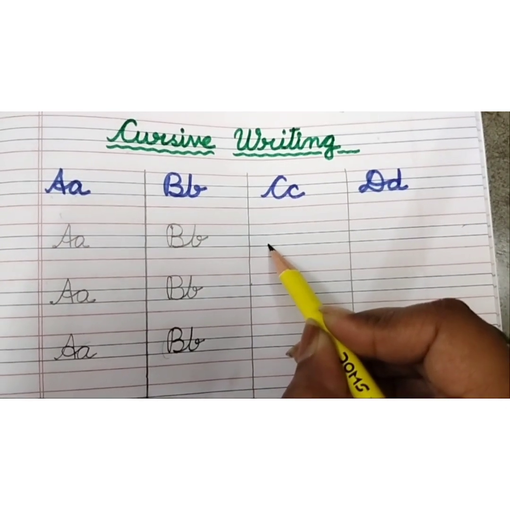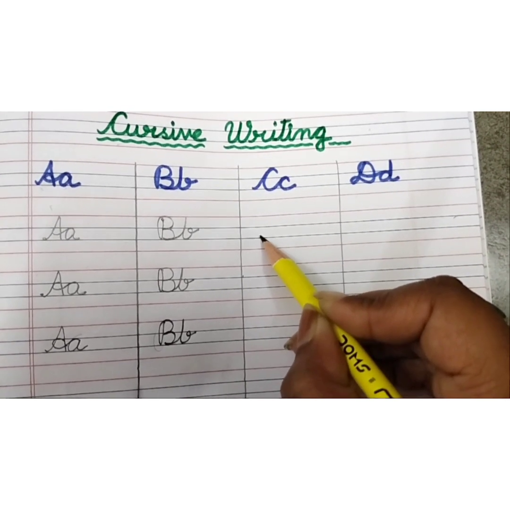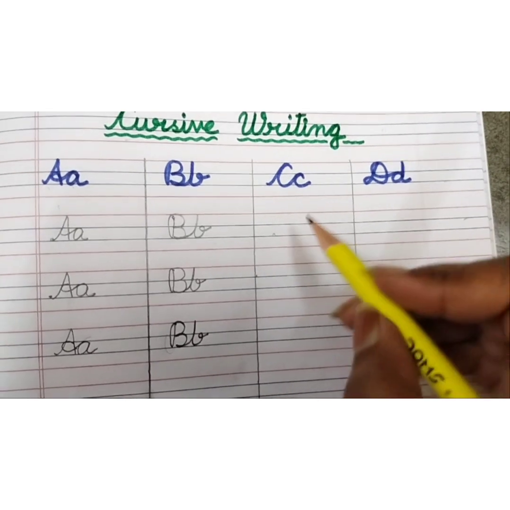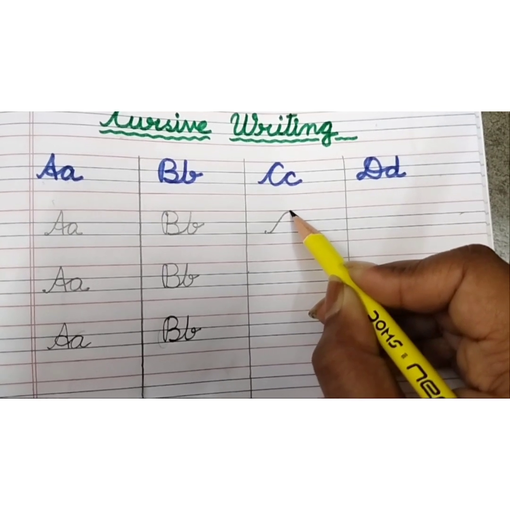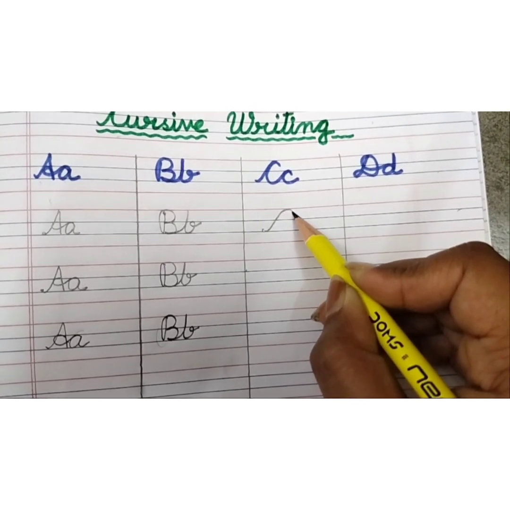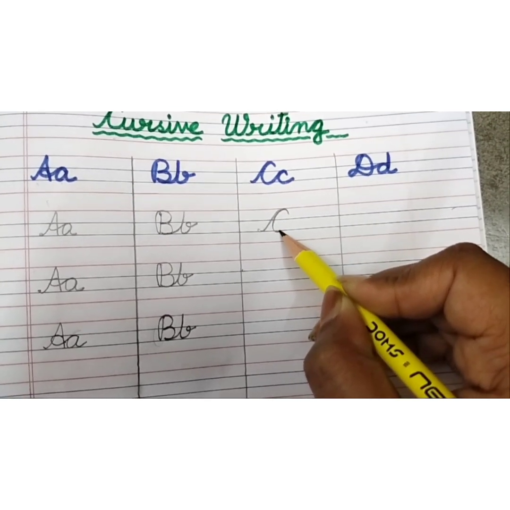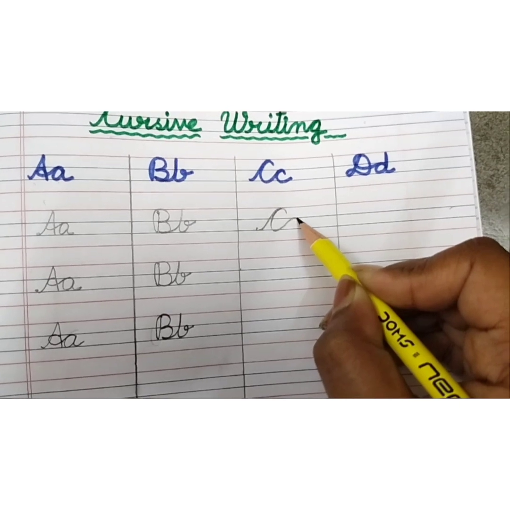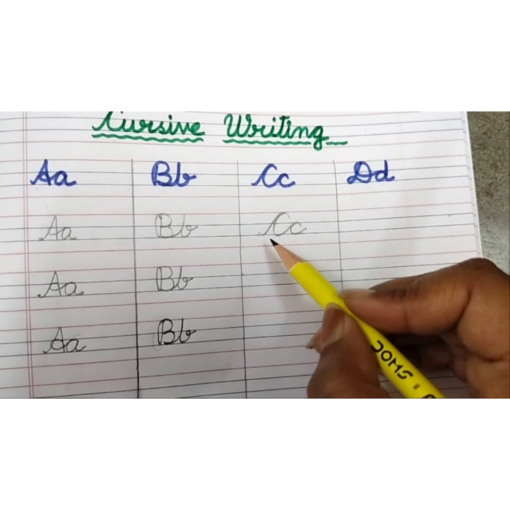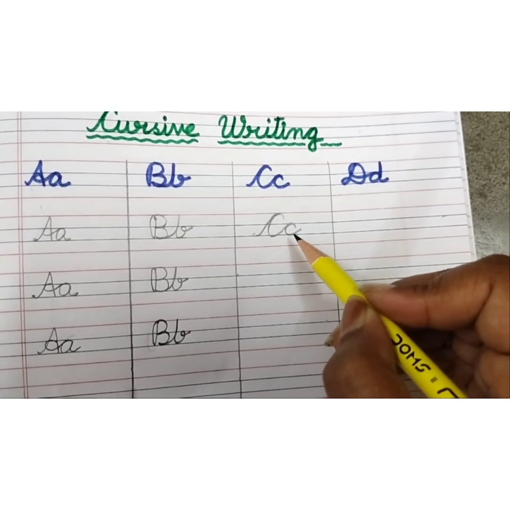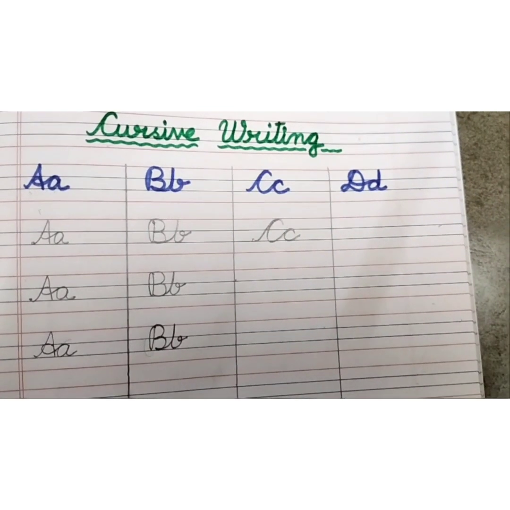Now, let me show you how to write C. From this third line, this one is our starting point. From here we will go up to the red line. Then we will make a small curve and we will come down to the third line. Then we will join and we will write the small c. So this one is our capital C and this one is small letter c.